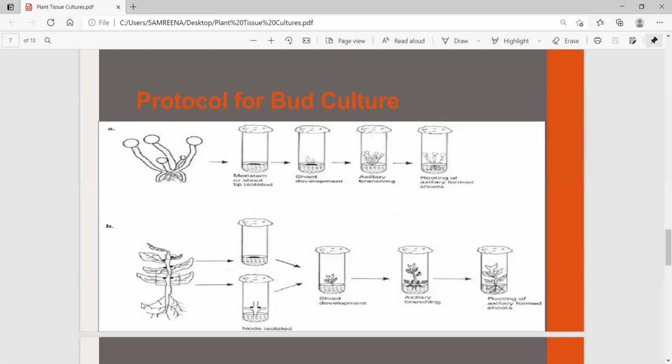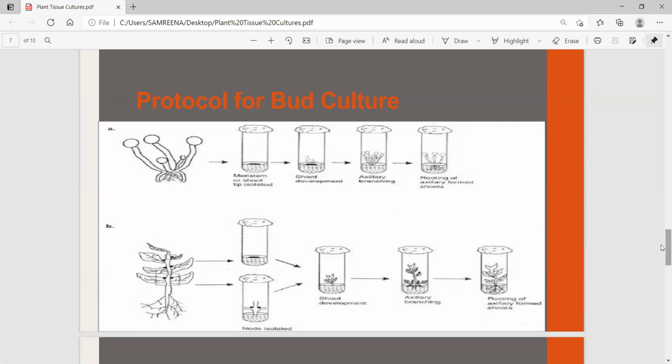In axillary bud culture, we are taking the axillary buds. We can directly take the axillary bud and transfer it onto the liquid medium. Then the shoot will develop, or we can take the node. We can take 2-3 axillary buds together and place them in the liquid medium where many shootlets will develop. Then the axillary branching will take place. Then again the rooting process will take place.